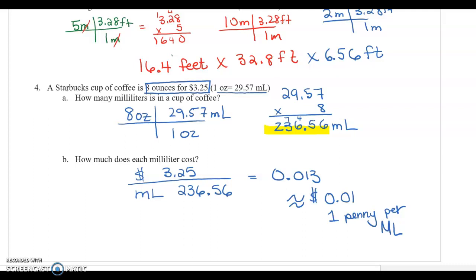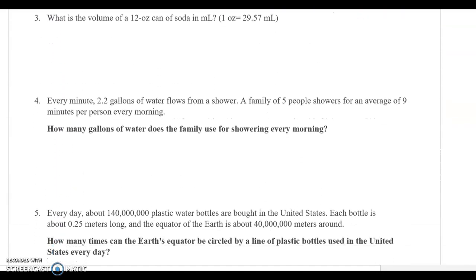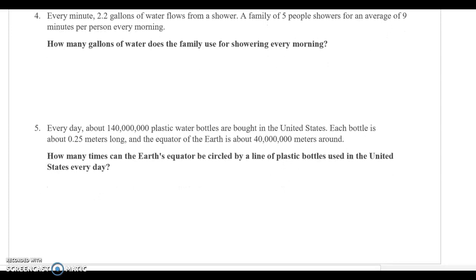Okay. On the back side, I'm going to leave most of it to you, but I wanted to set you up with one of the problems that I have found in the past is our most challenging. And that's a real world problem about plastic bottles that are bought in the United States. Each day, about 140 million plastic water bottles are bought in the United States. So that's the number of plastic water bottles. Each bottle is about 0.25 meters long. And the equator of the Earth is about 40 million meters around.